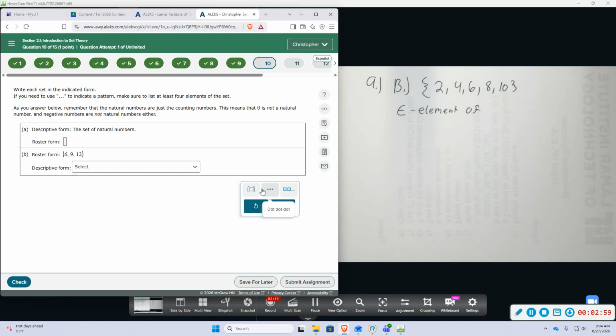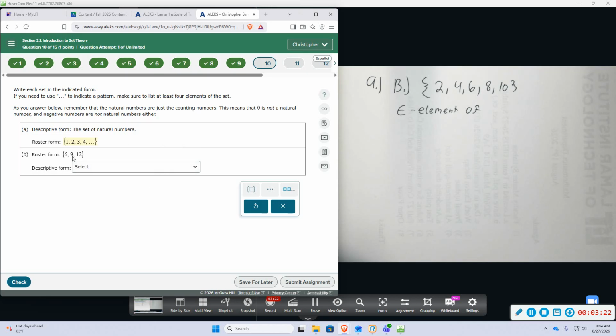We are going to need to use curly brackets. And then we're going to say 1, comma 2, comma 3, and then 4. So you got to list at least 4. And then that means we'll put the ... because that continues to go on and on and on.